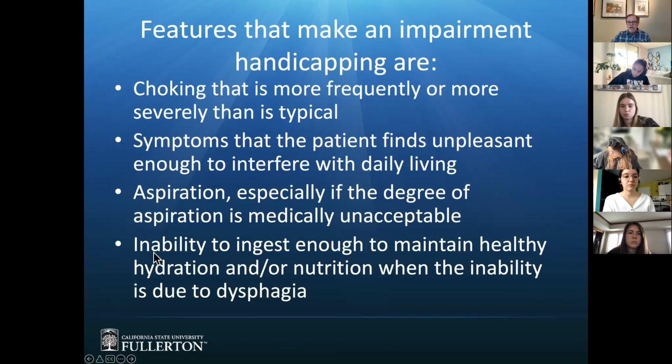And then the last one is the inability to ingest enough to maintain healthy hydration or nutrition when that inability is due to dysphagia. In other words, sometimes, for example, you could be anorexic and not be ingesting enough to maintain weight, but it's not due to dysphagia, it's due to something else. And so we're not going to manage that in any way. It's a different kind of problem. So if it's due to dysphagia, we would manage it.